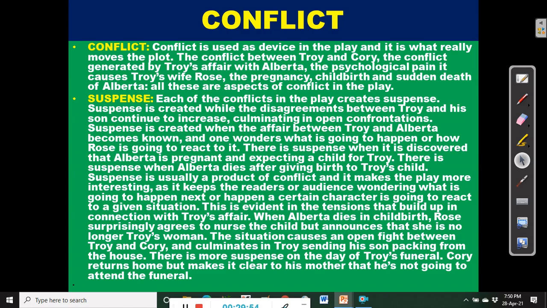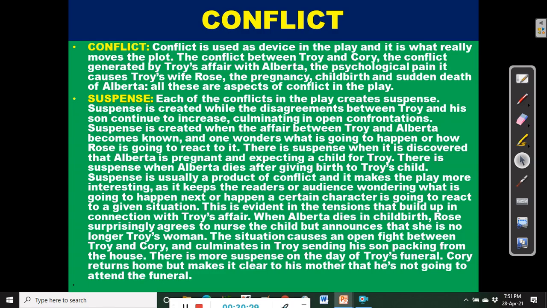Suspense is created while the disagreement between Troy and his son continues to increase, culminating in open confrontations. Suspense is created when the affair between Troy and Alberta becomes known, and one wonders what is going to happen or how Rose is going to react to it. There is suspense when it is discovered that Alberta is pregnant and expecting a child for Troy. There is suspense when Alberta dies after giving birth to Troy's child.